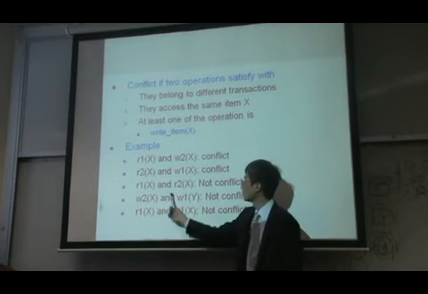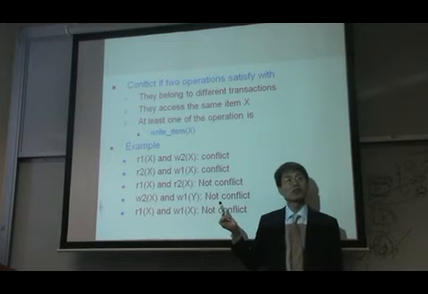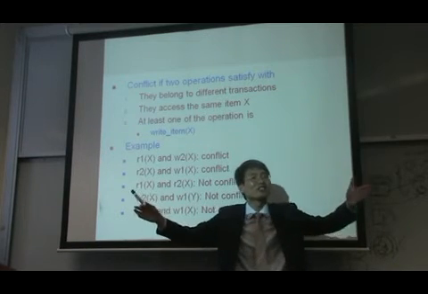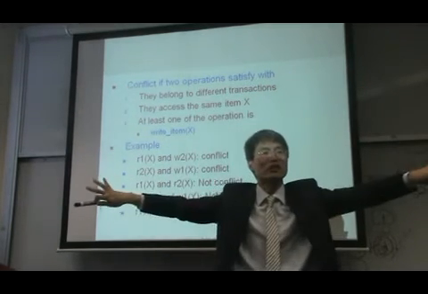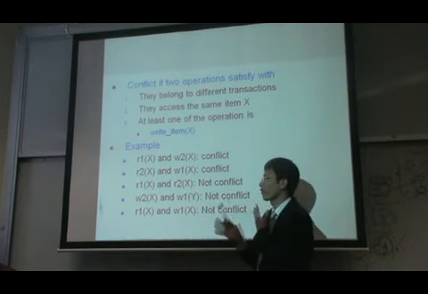What about this one? It's two transactions and writing. Is it a conflict? No, they access different data. They don't care about each other. So it's not a conflict. This time there's no problem on concurrency.